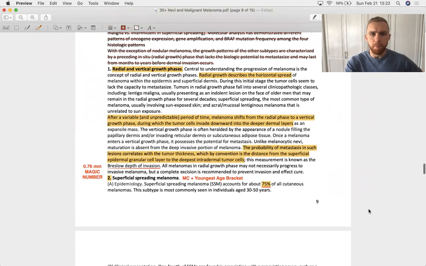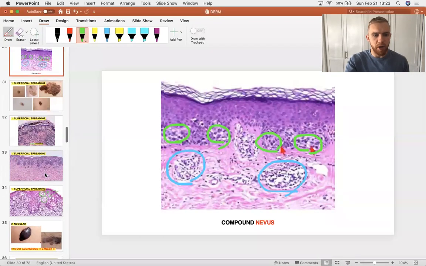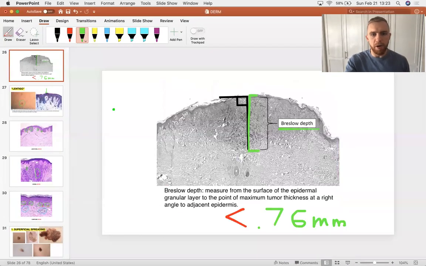Before we talk about the subtypes of melanoma, it's important to understand radial and vertical growth. Most melanomas grow radially. The nodular melanoma grows vertically, and vertical growth is the worst kind of growth for a melanoma because of the Breslow scale, or Breslow depth. The depth of a melanoma predicts how likely it is to metastasize.